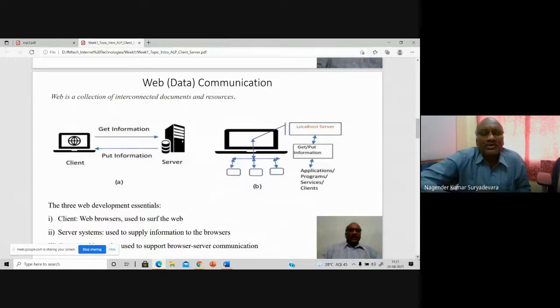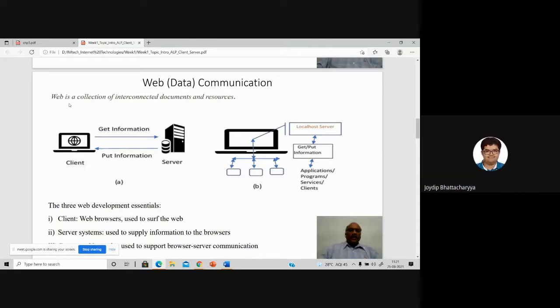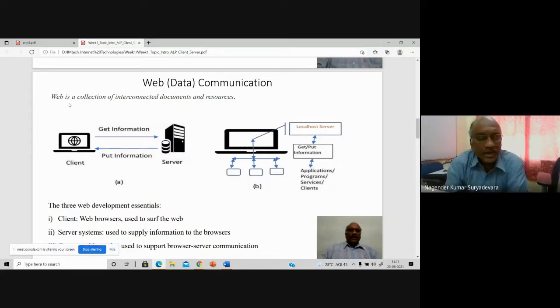Now, when you come to web or data communication, what do you mean by web here? Can anybody tell me what a web is? Web means many different nodes interconnected through some medium. Okay, many different nodes connected through different media.